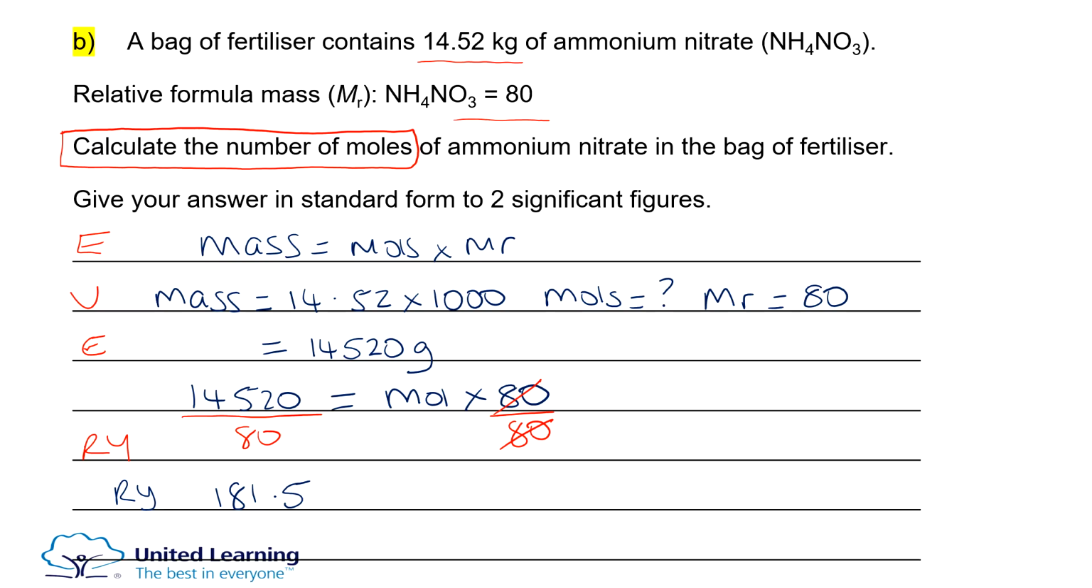So we need to rewrite this with just two significant figures. And so that means if it's in standard form, it's got to be times 10 to the power of. So 181.5 in standard form to two significant figures equals 1.8 times 10 to the power of 2. You can see that we've simply moved the decimal place back 2 places for our two significant places and rounded off.